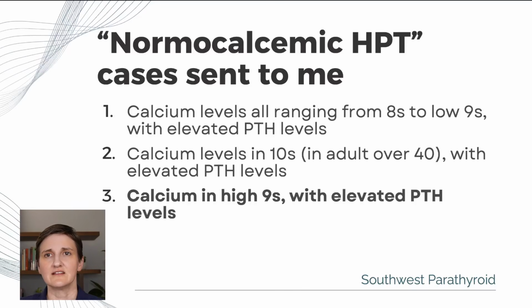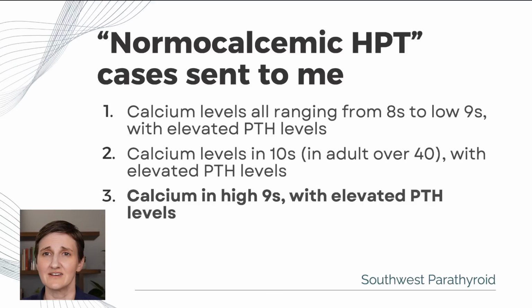Okay, here's the next scenario. This is calcium levels in the high 9s, so a true normal, and elevated PTH levels, usually very high PTH levels. This is a case of true normocalcemic hyperparathyroidism because the calcium is truly in the normal range. So this is what I call normocalcemic hyperparathyroidism. Number 3 is the only one that I would call normocalcemic hyperparathyroidism. But these other ones get sent to me as normocalcemic hyperparathyroidism, and they're not really.